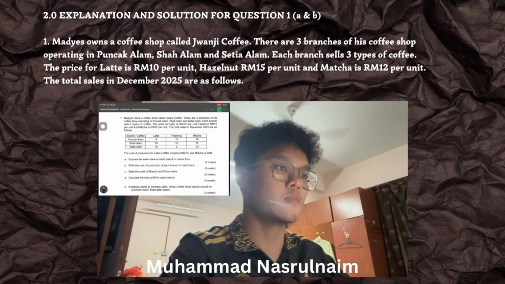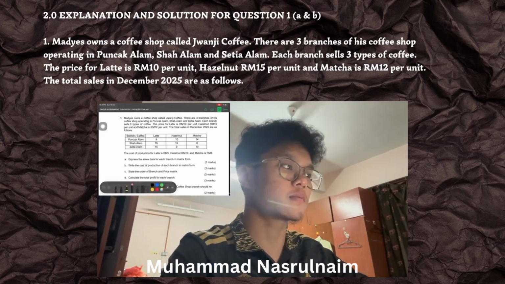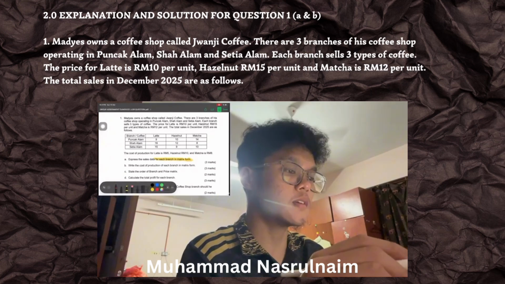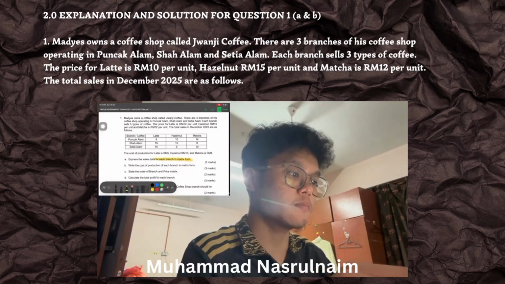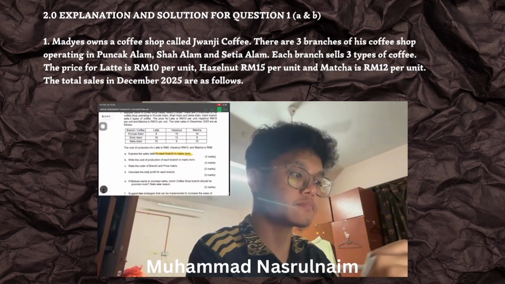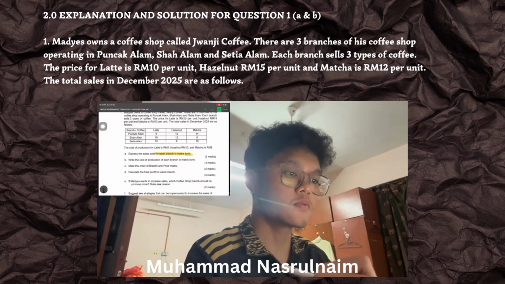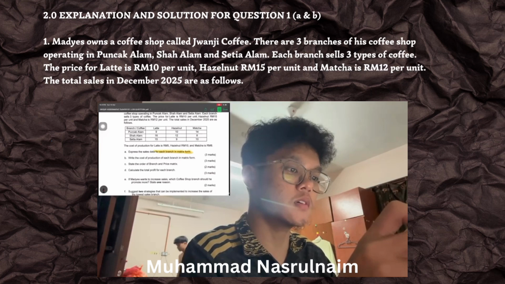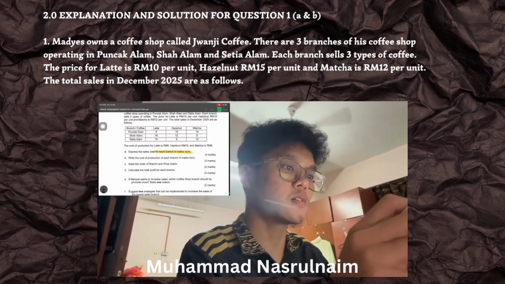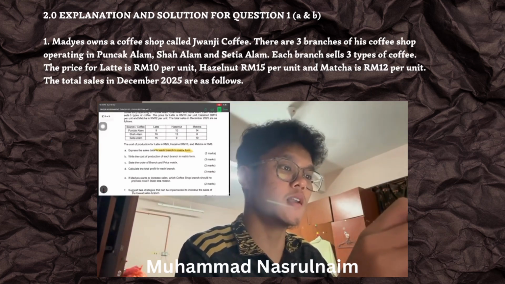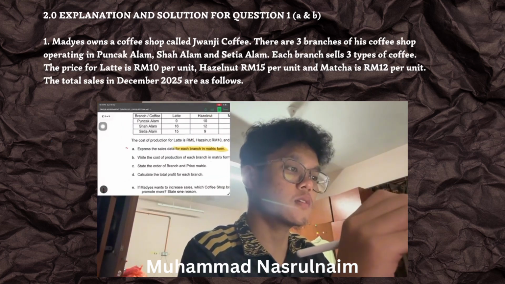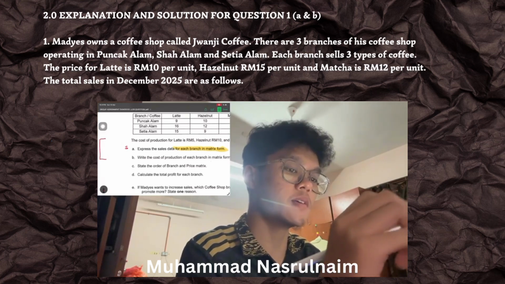Today I want to explain question 1A and B. Question 1 is: express the sales data for each branch in a matrix form. So first, the row is the branch: Puncak Alam, Shah Alam and Siti Alam. Second, the column is the type of coffee: latte, hazelnut and matcha.